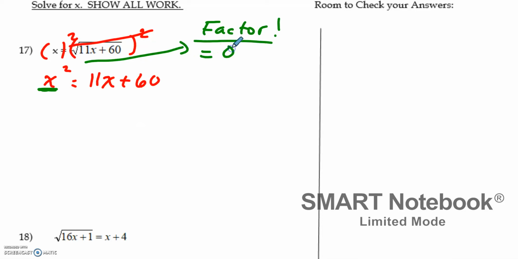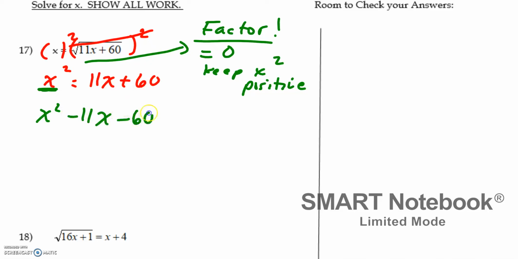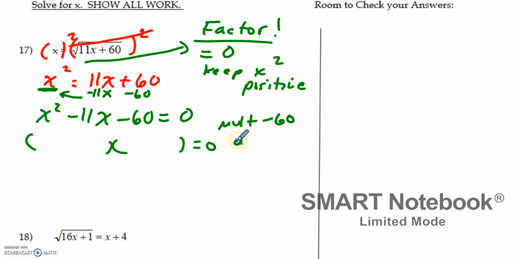It needs to be equal to 0. And I want you to keep the x squared positive if possible. So if I want to keep this positive, I'm going to move both of these things over by subtracting. So I would get x squared minus 11x minus 60 equals 0. If you want to, you can definitely write down that you're subtracting both over here, but that's up to you. Now I hope this factors. Two numbers that multiply to be negative 60 and add to be negative 11.